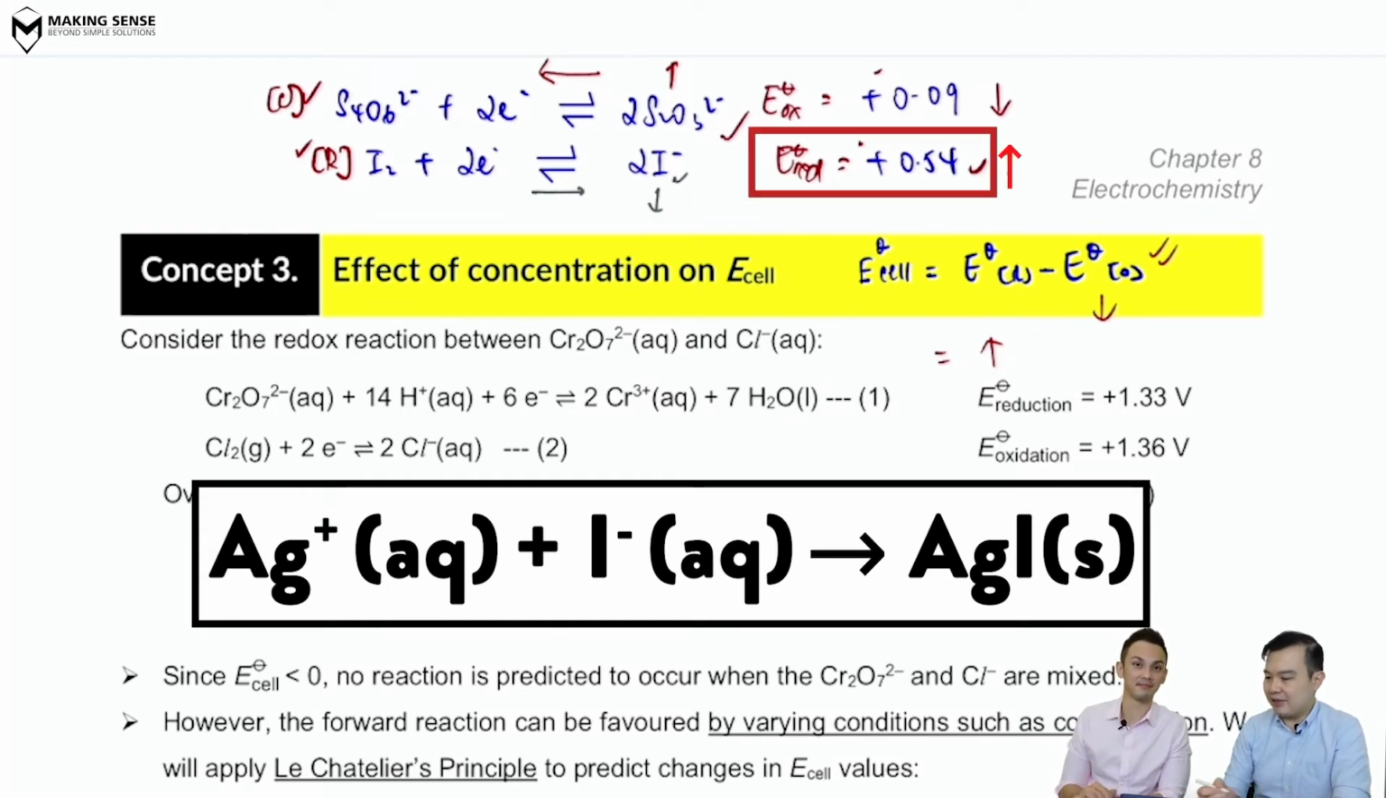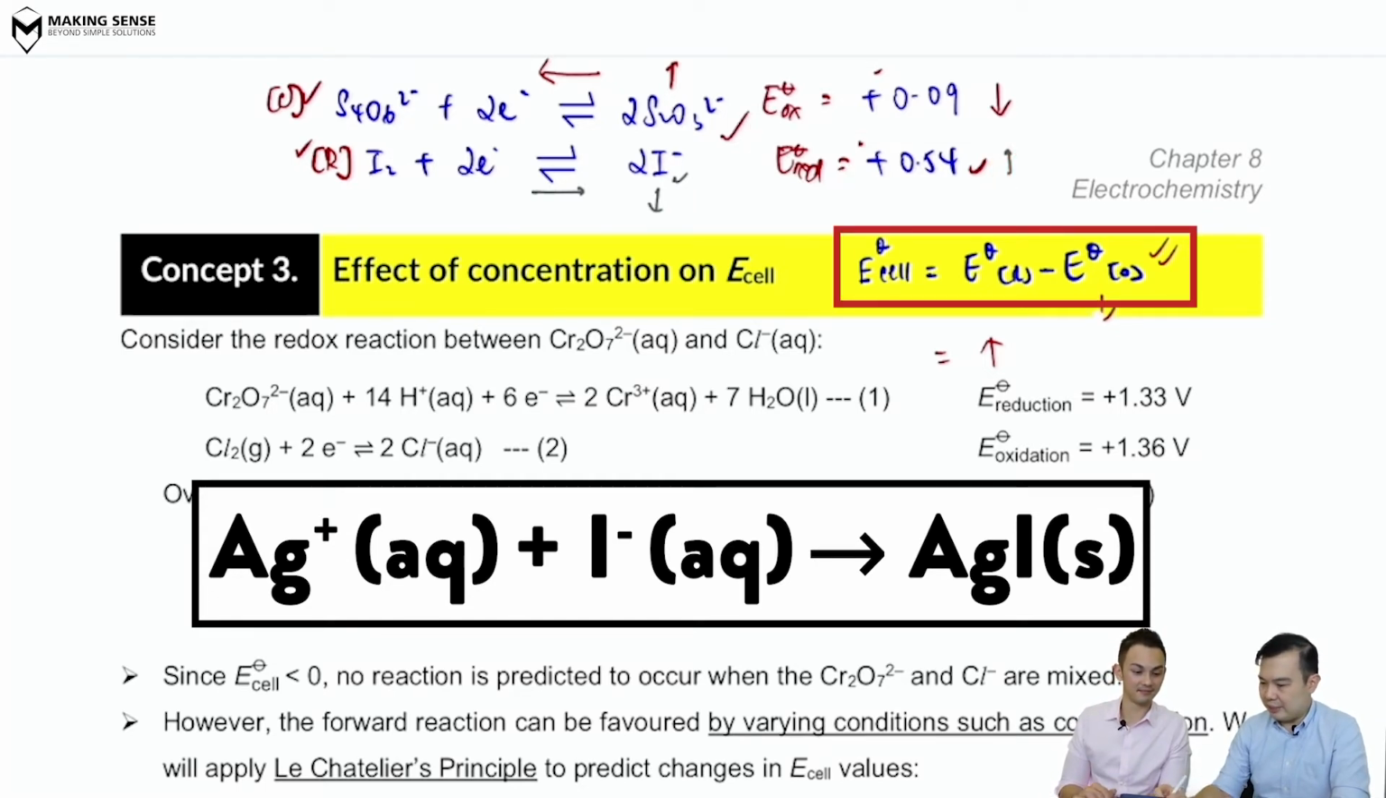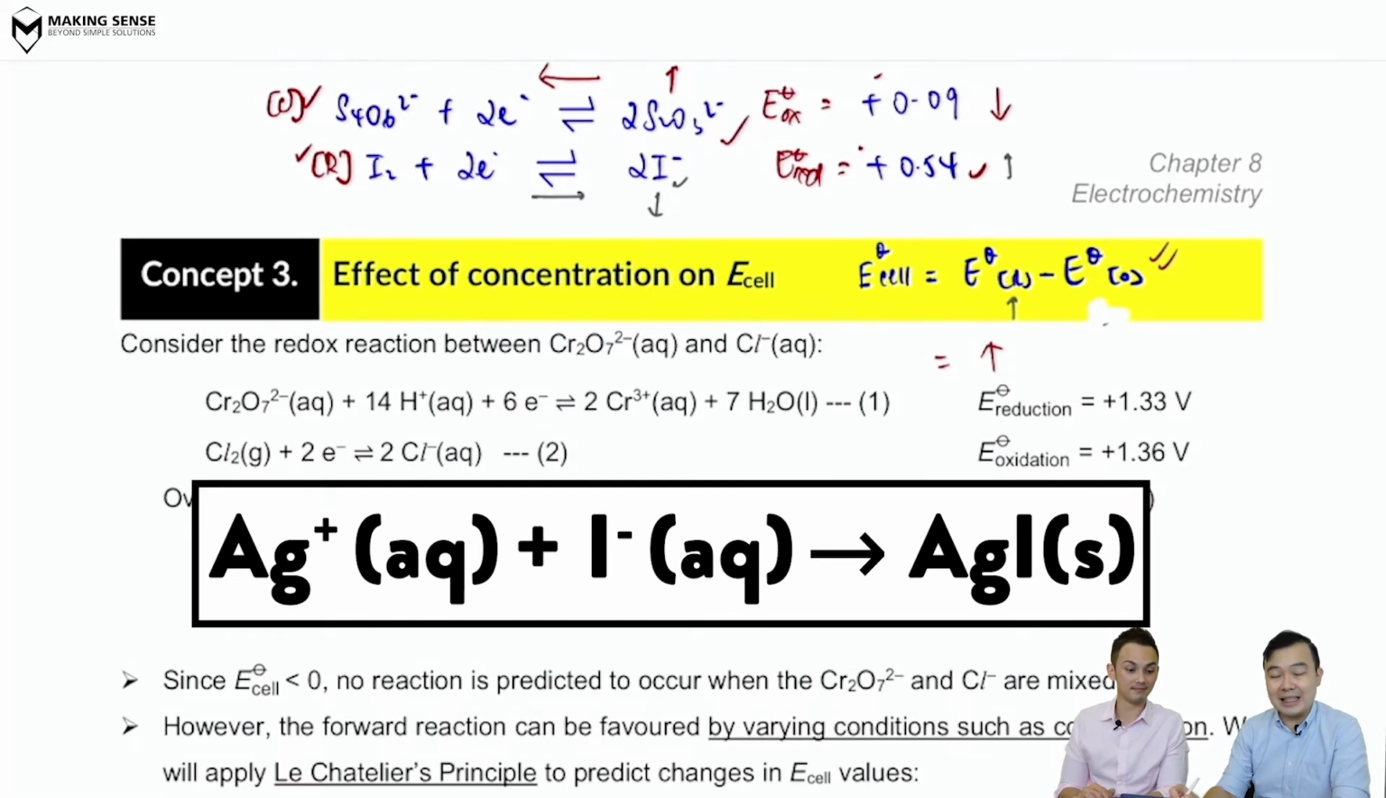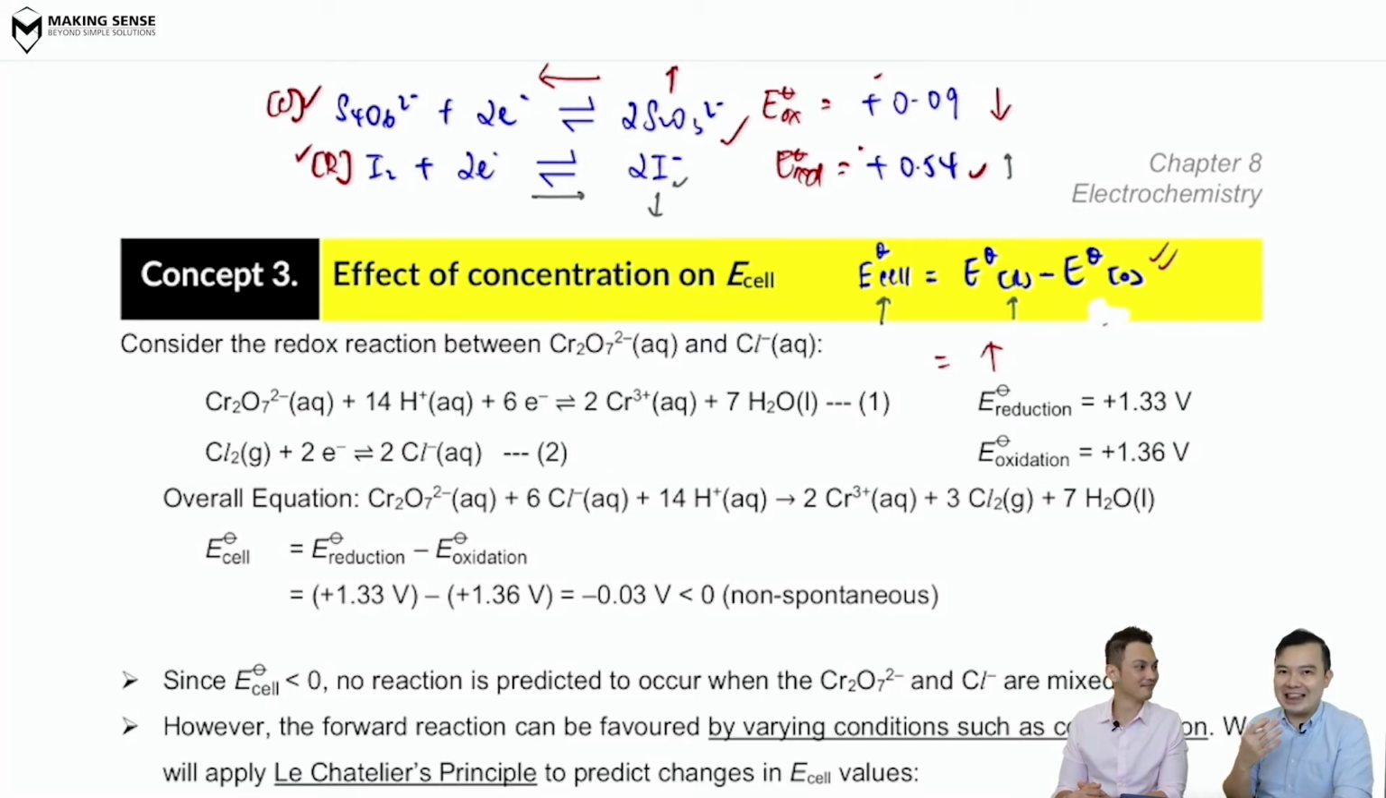It's going to increase. And if I take a look at the equation now, your E reduced is going to increase. And when we look at the Ecell, you realize that the Ecell is going to increase as well. Okay, you give me the second question. Let me throw to you the last curveball.